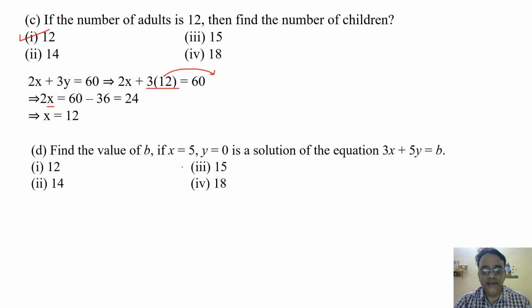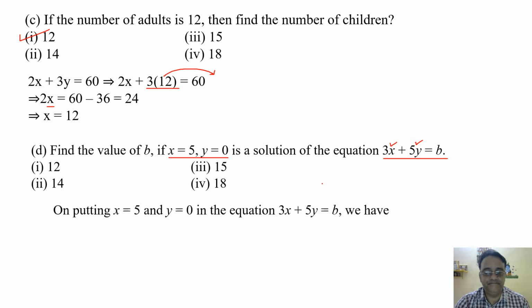Find the value of b if x is equals to 5 and y is equals to 0 is the solution of this equation. 3x plus 5y is equals to b. So ये solution दिया मतलब इसमें substitute करने से satisfy करना चाहिए. Okay. So we will substitute x is equals to 5 and y is equals to 0 first. So this will become 15 and this will become 0. So 15 plus 0 is equals to b. So we are getting b is equals to 15. And the correct option is the third one.